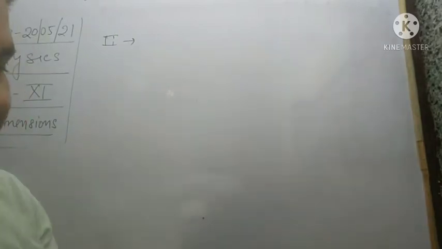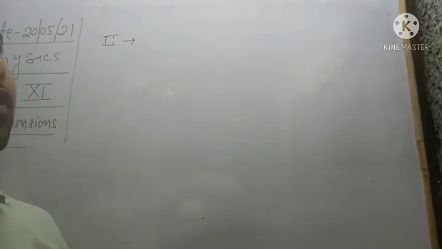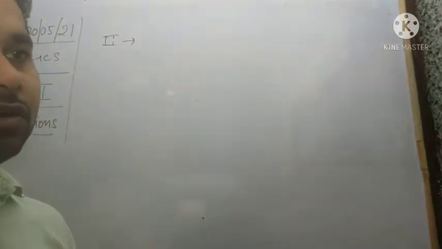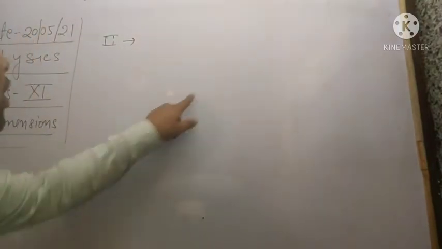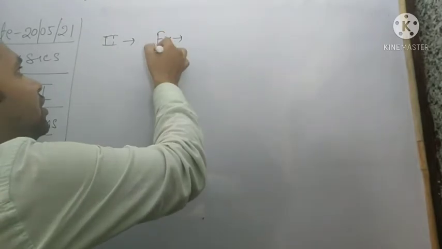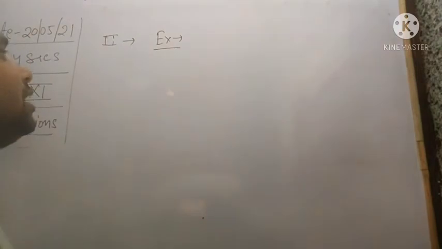आपने लिख लिया होगा second application. What is the second application here? So to check the correctness of a physical relation dimensionally, is it correct or not? So you can use here one example to explain this method. We have one example.